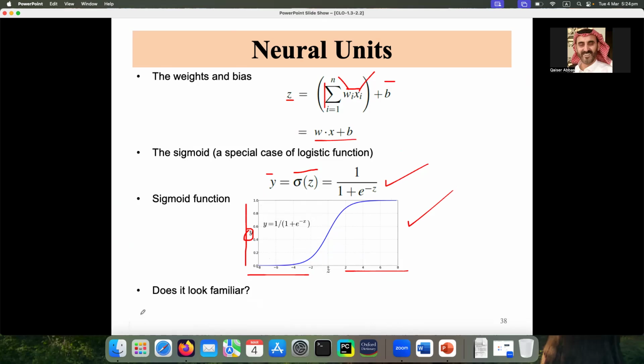So there is no need to ask whether it is familiar or not. Yes, we are familiar with it. We saw these things in the previous topic, logistic regression. So moving next.